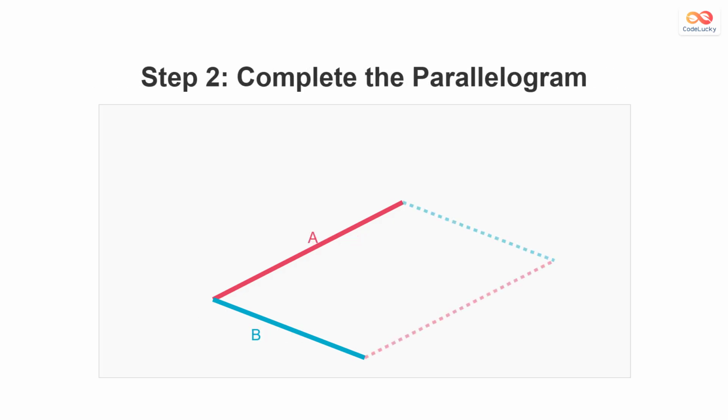Now for the second step. From the tip of vector A, draw a dashed line that is parallel to vector B. Then, do the same from the other side. From the tip of vector B, draw a dashed line that is parallel to vector A. You should now see the shape of a parallelogram.